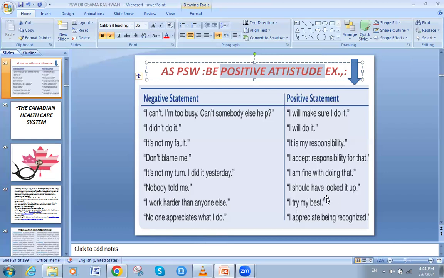Always say, "I'm trying to do my best. I'm always trying to do my best." This is a positive statement. Also, don't say, "No one appreciates what I do." As an example, you say to yourself, "Hey, whatever I did or I didn't do, both are the same." That makes no sense. No, don't be like this.